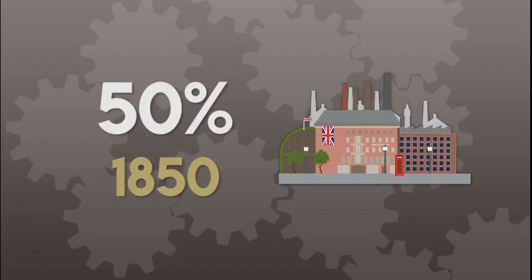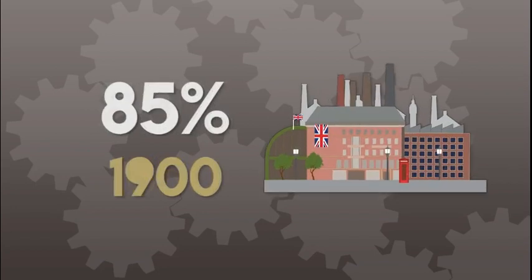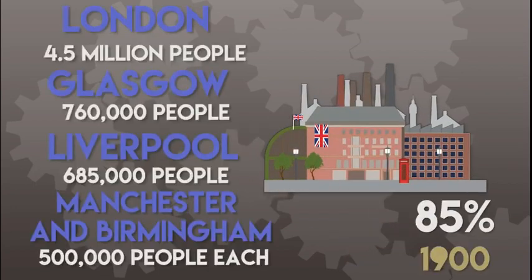By 1850, over 50% of the entire population of Great Britain lived in either a town or a city, and by 1900 it was 85%. London had 4.5 million people, Glasgow 760,000, Liverpool 685,000, and Manchester and Birmingham 500,000.